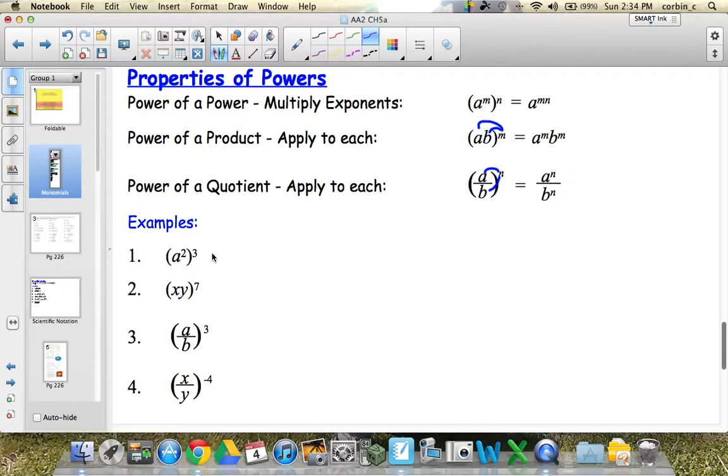A squared cubed becomes a to the 6th, and when you multiply 2 times 3, you get 6. The next example, x times y to the 7th becomes x to the 7th, y to the 7th. A cubed over b cubed is the answer to the next one because you have a over b both being cubed.